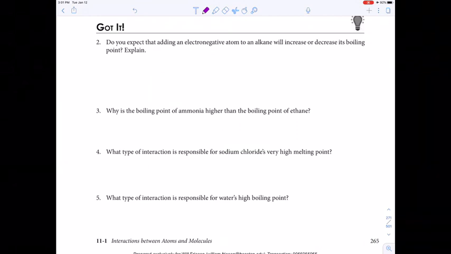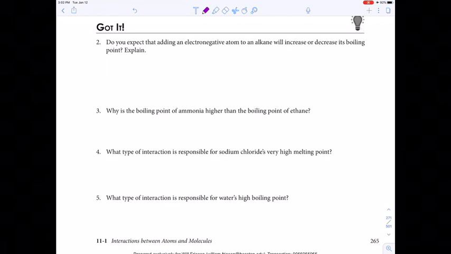Do you expect adding an electronegative atom to an alkane will increase or decrease its boiling point? An alkane is something that has just carbons and hydrogens. And the answer is adding an electronegative atom, such as a halogen, to something that's just carbon and hydrogen, so an alkane, is going to increase its boiling point because it's going to make it polar. So it's going to take a nonpolar element with only London dispersion. Adding a polar end to it will give you dipole-dipole interactions. So therefore its boiling point will increase.